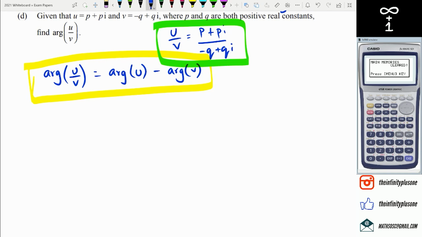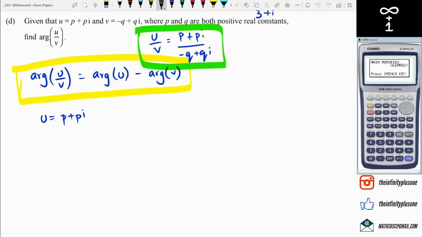Why? Let's have a look at this. u is equal to p plus pi. So I'm going to draw the p plus pi first. So that's p there, and that's p. Yes, we are good to go. It's working again. Which means the angle we're looking at is 45 degrees. So argument of u is 45 degrees. Then we've got v equals negative q plus qi.